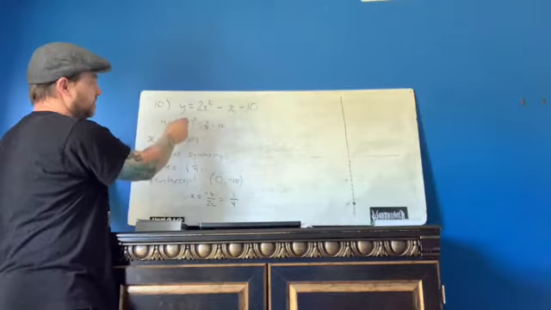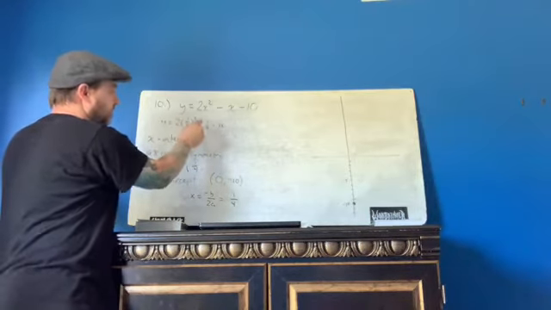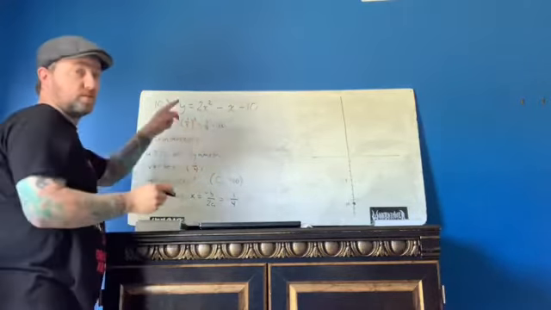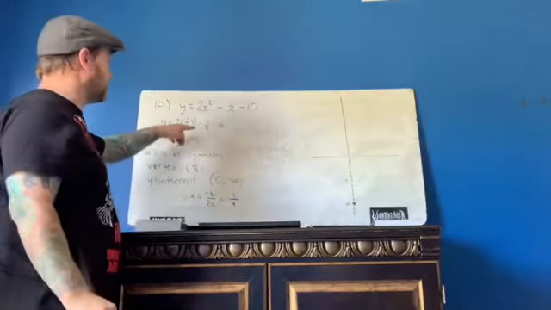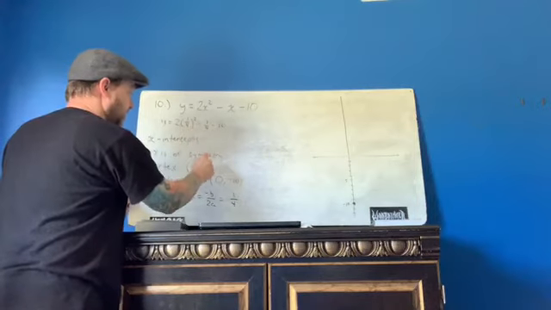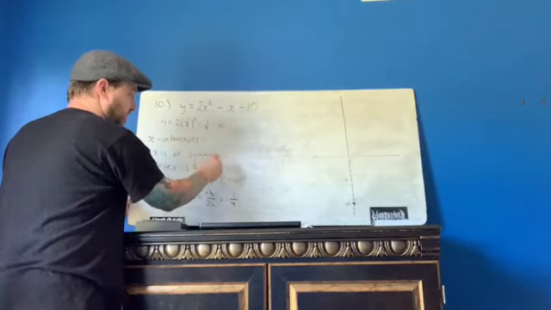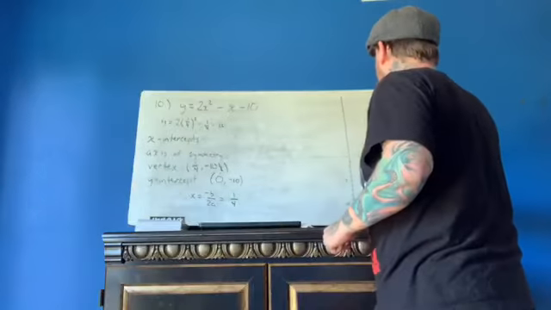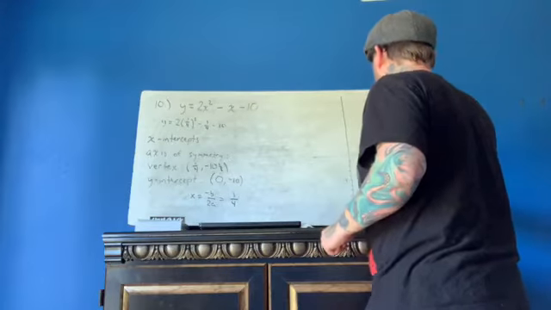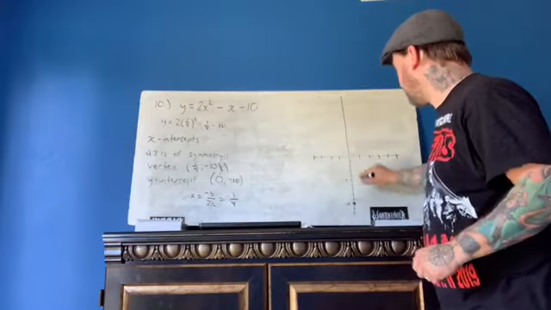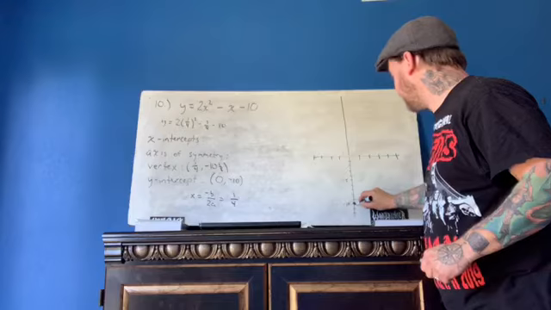So 1/4, 1/8 minus 1/4, or 1/8 minus 2/8 would be negative 1/8, minus 10 would be negative 10 and 1/8. Now, that's really, really close right here.